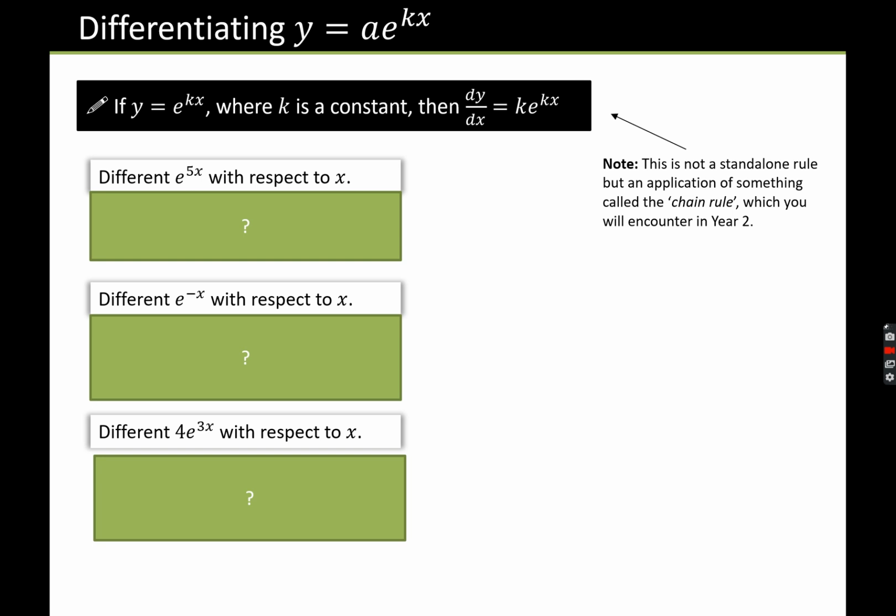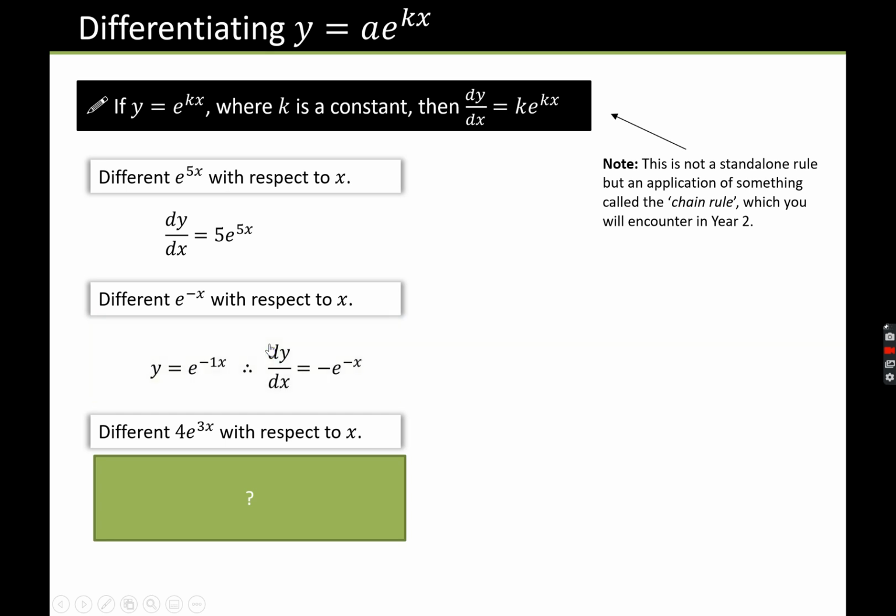So all we need to really notice is whatever our constant is with x is going to get dropped down and multiplied by whatever our coefficient of e is. Just some quick examples. If we've got e to the 5x, when we differentiate with respect to x, we get 5e to the 5x. The 5 just gets multiplied down.